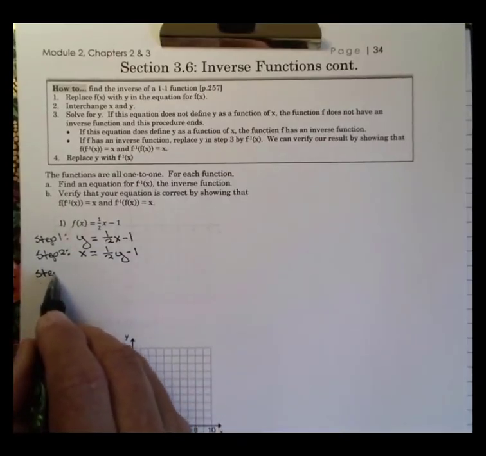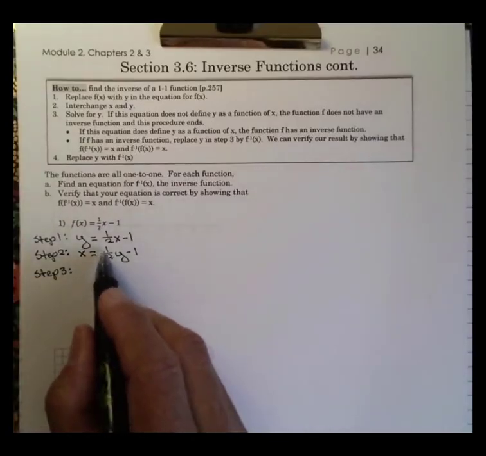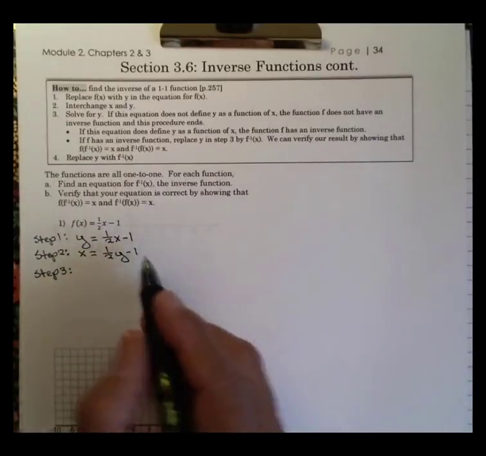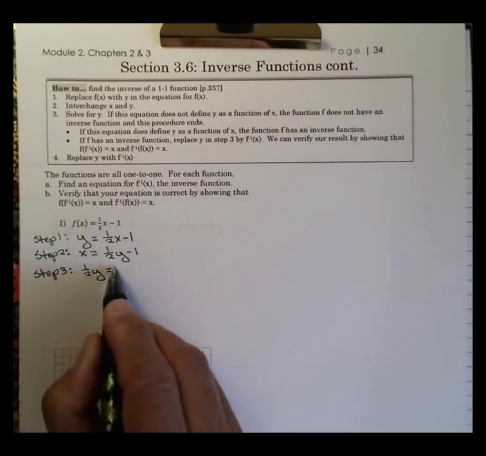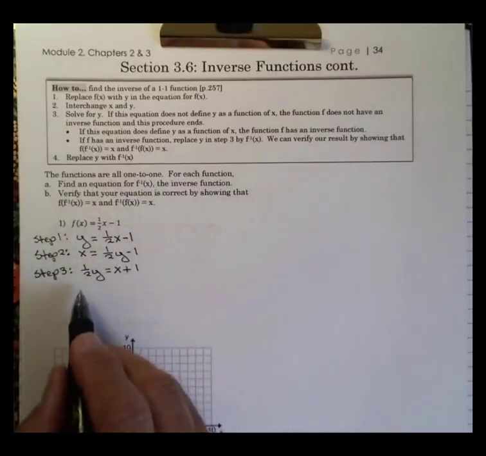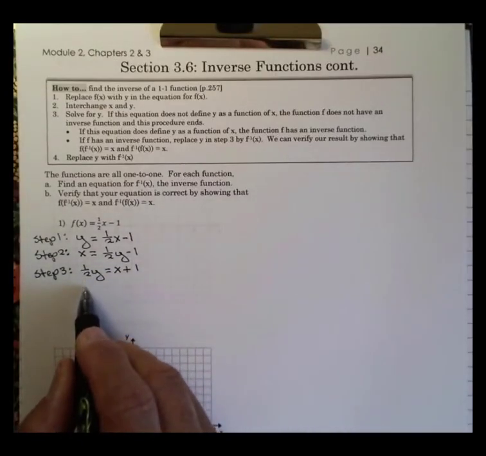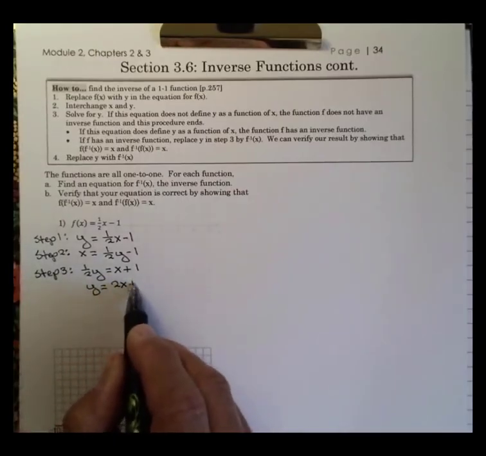And step 3 is simply solve for y. Sometimes it's a little tricky. I like to get the y onto the left-hand side, so I'll say 1/2 y is equal to x plus 1. I just traded sides with it. And then I'm going to have to multiply everything by 2 to get y. So y is equal to 2x plus 2.